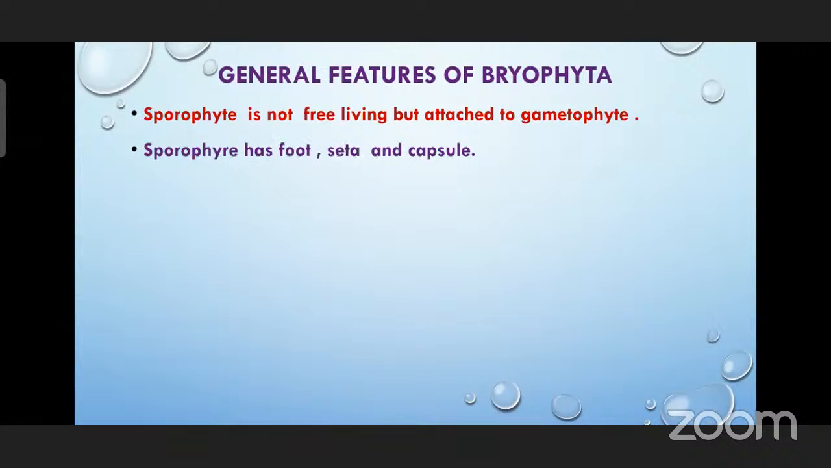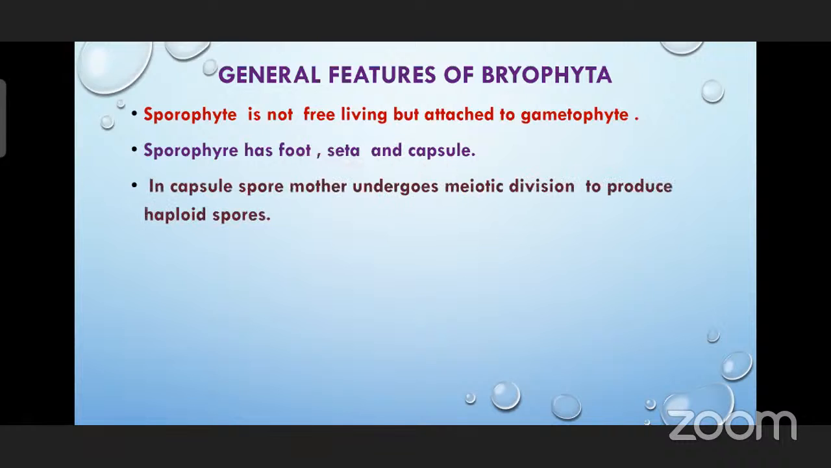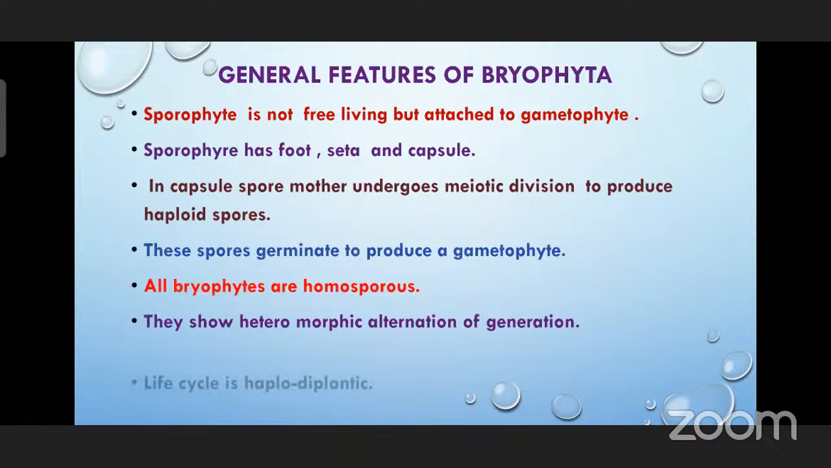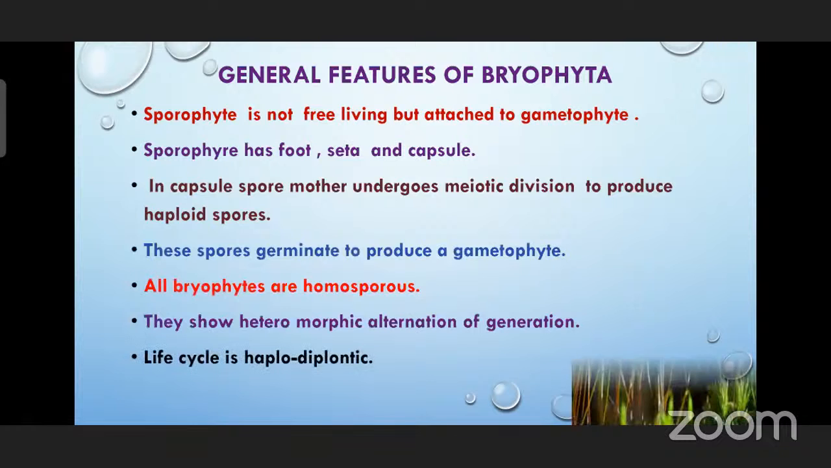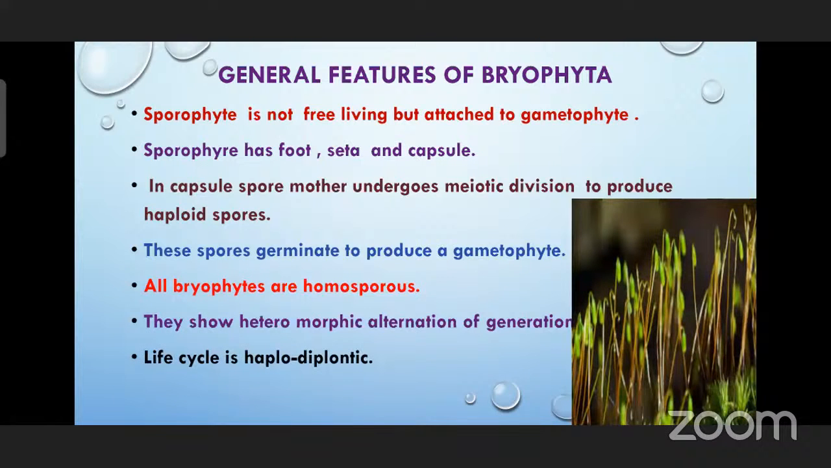And you must remember one point here, the sporophyte is not free living. The sporophyte is still attached to the gametophyte structure only. And the sporophyte has foot, seta, and capsule. And it is going to produce haploid spores. These spores germinate to produce the gametophyte again. So this is about the life cycle of the bryophyta, and it is called haplodiplontic life cycle.